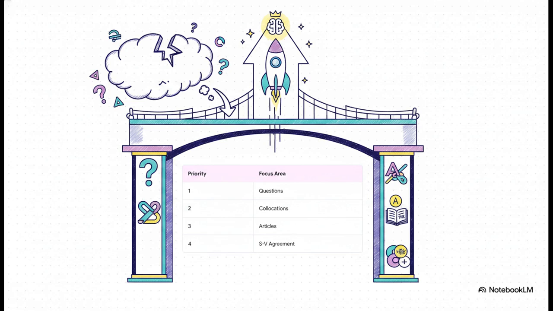Priority 1 is question formation. 2 is collocations. 3 is articles. And 4 is subject-verb agreement. If you focus on fixing just these 4 structural pillars, your naturalness will literally skyrocket. Let's break a couple of these down.